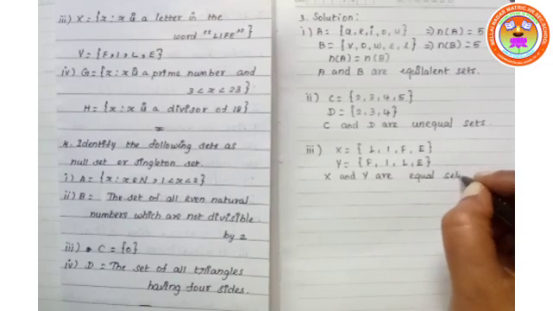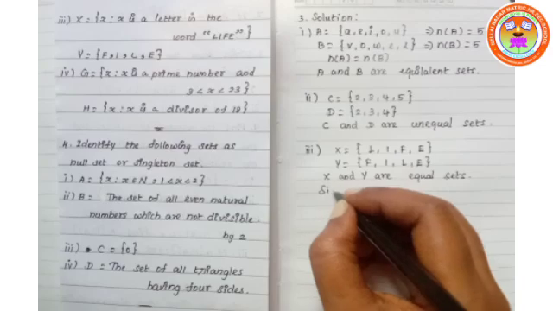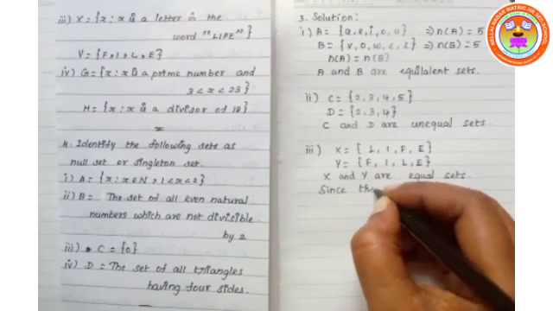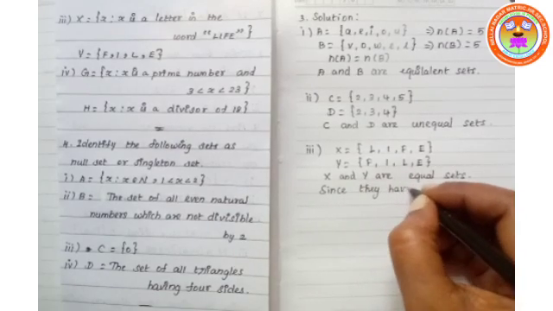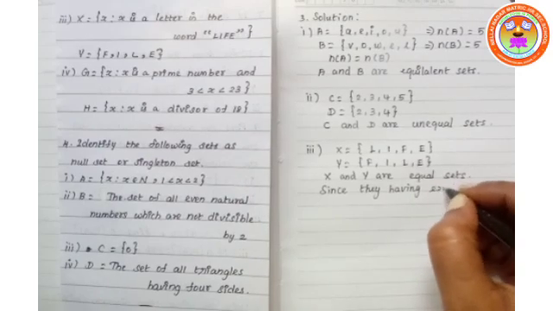Why can we say they are equal sets? Since they have exactly the same elements.